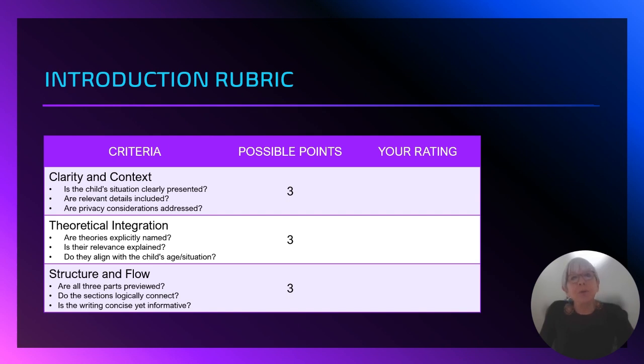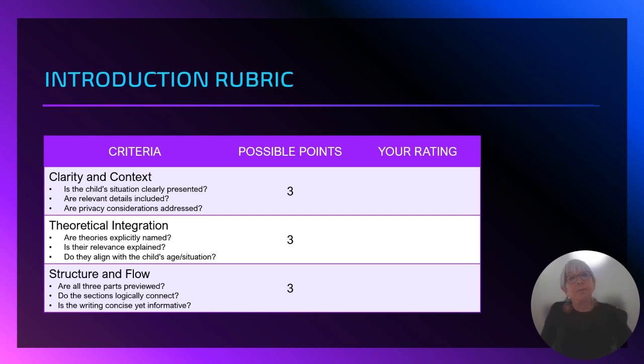The introduction rubric has 3 criteria with 3 points each. I'll read them for you. Clarity and context. Is the child's situation clearly presented? Are relevant details included? Are privacy considerations addressed? Theoretical integration. Are theories explicitly named? Is their relevance explained? Do they align with the child's age and situation?